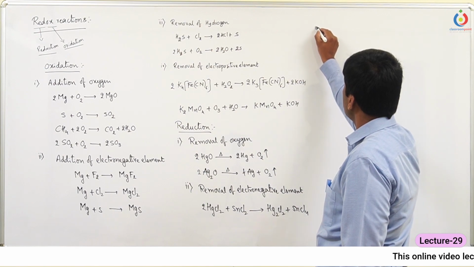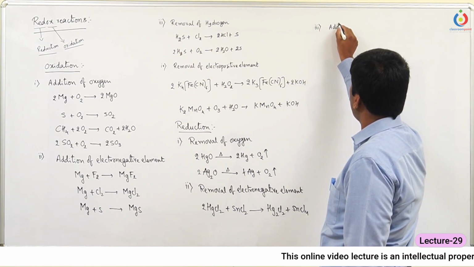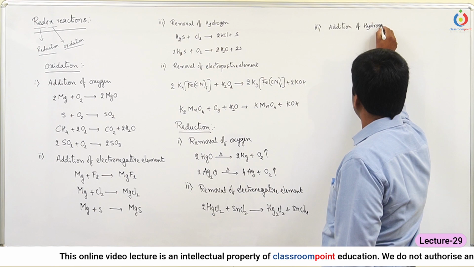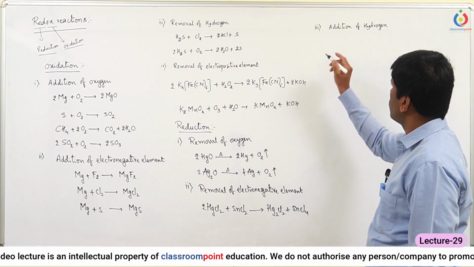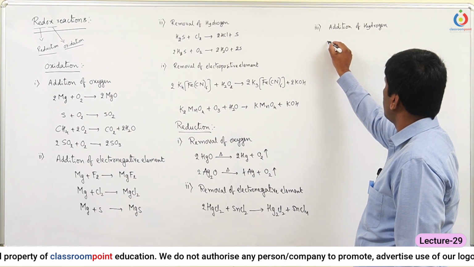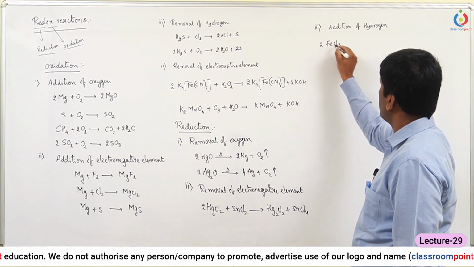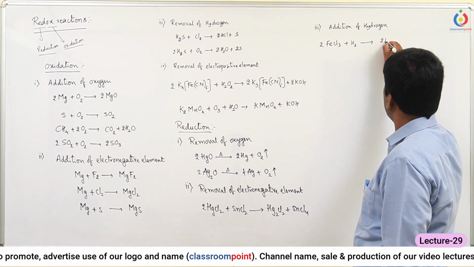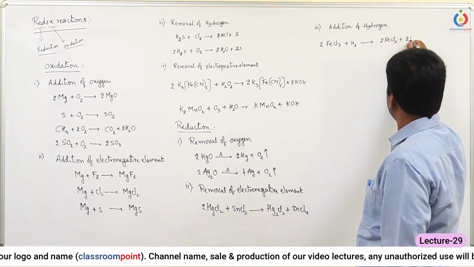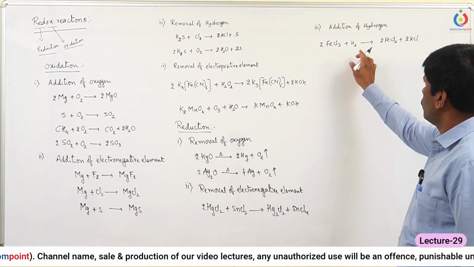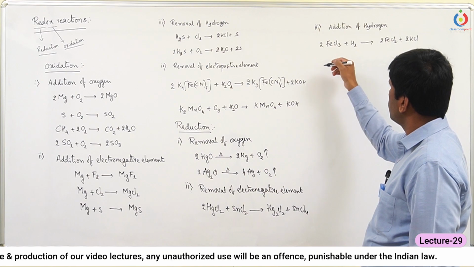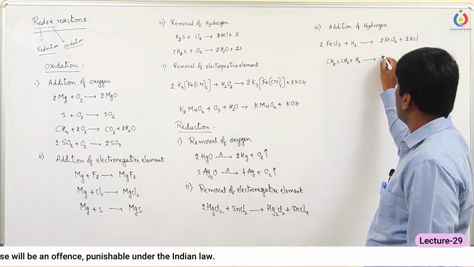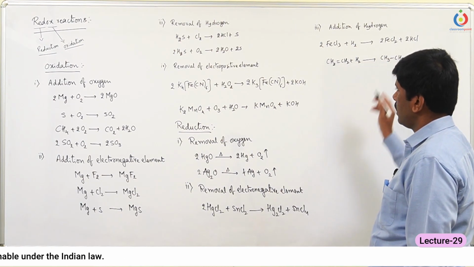Now, addition of hydrogen is known as a reduction reaction. In this addition of hydrogen, we can take FeCl3. When added with hydrogen, we get 2 FeCl2 plus 2 moles of HCl. Hydrogen is added, so it is called a reduction reaction. Let us take one more reaction here: CH2 double bond CH2 plus hydrogen gives CH3 single bond CH3.